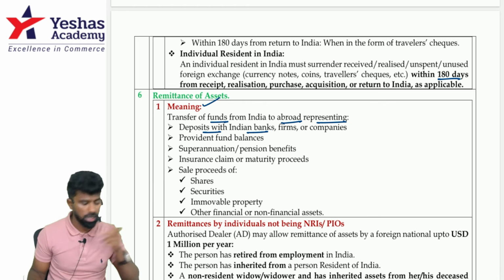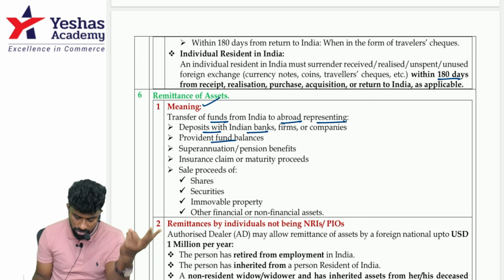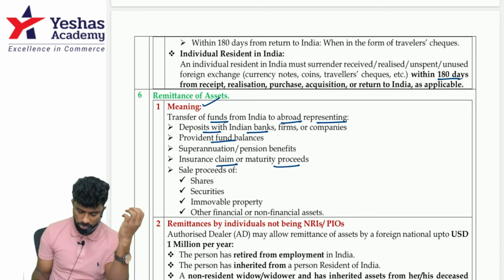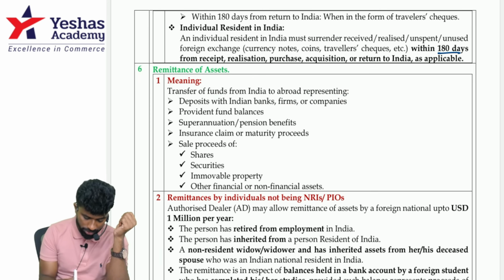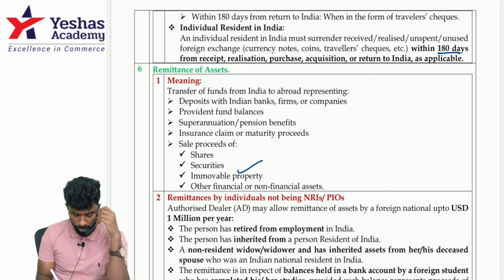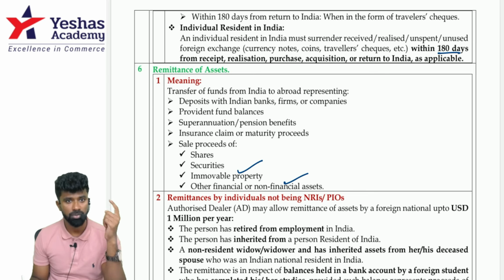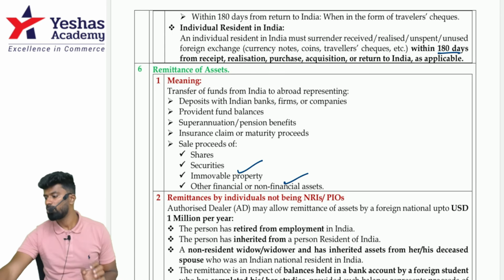Second one, provident fund balances. Third one, superannuation or pension benefit. Next one, insurance claim, maturity proceeds. Next one, sale proceeds of shares, securities, immovable property, other financial and non-financial assets. All these are considered as remittance of assets.